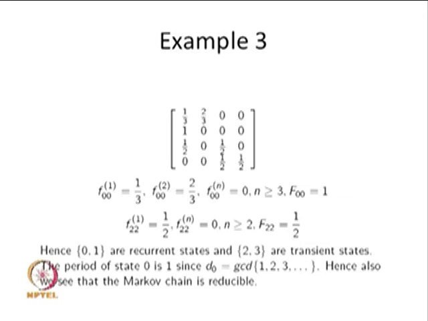Therefore, if you compute F22, capital F22, then that is going to be that value plus 0 and so on. Therefore, you will end up with a value which is less than 1. Therefore, you can conclude that state 2 is going to be a transient state.